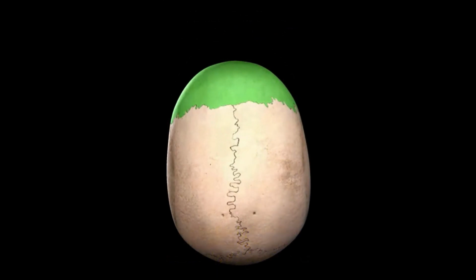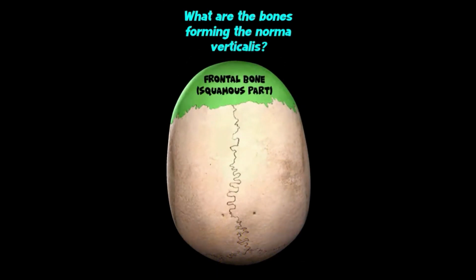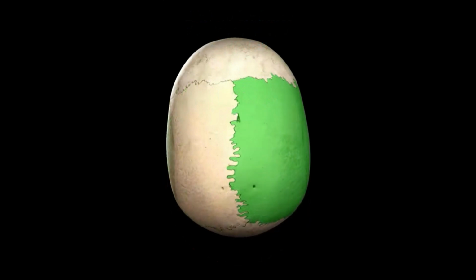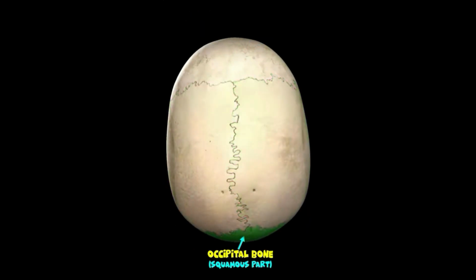Now, what are the bones forming the Norma Verticalis? It's very simple. 1. Anteriorly by the upper or squamous part of the frontal bone. 2. On either side by the right and left parietal bones. 3. Posteriorly by the uppermost part or squamous part of the occipital bone.